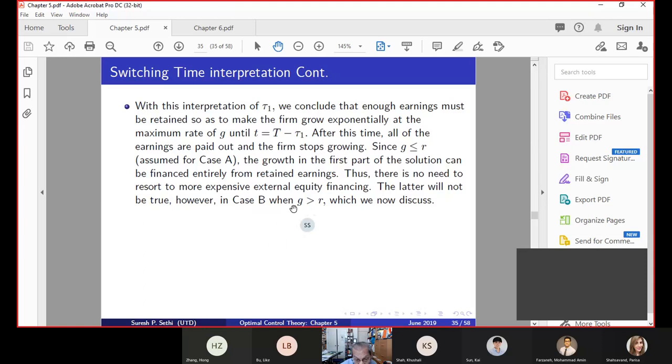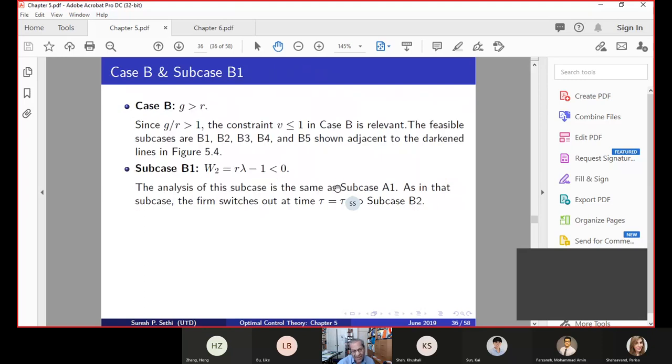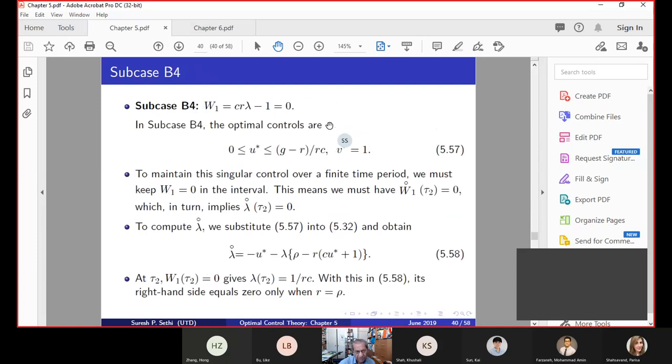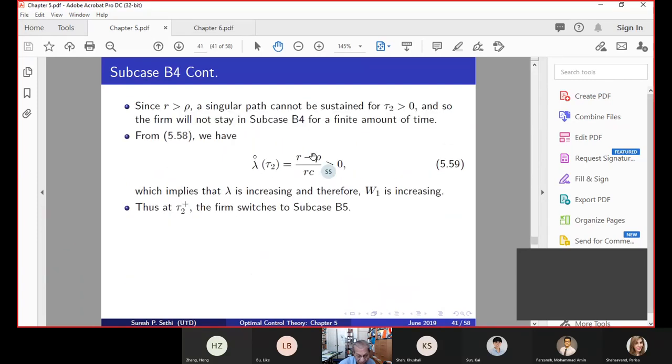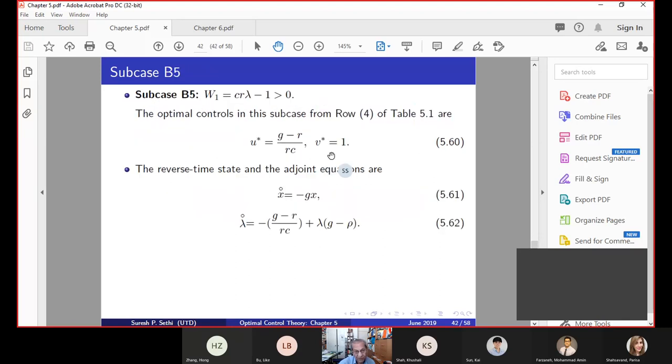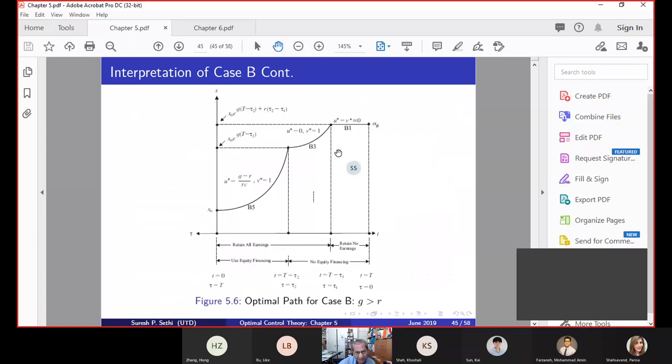In order for me to grow at the rate of G, I need more money than just retained earnings. That means I need external equity, which means I need you. V is not enough. I need you, right? So case B will come to you, and there you will see that I will also have external equity in the optimal solution. In order for us to understand that, we're going to now go to case B. Let me now give you a solution of case B first, because we are constructing that solution using this analysis, reverse time switching point analysis. But once we get done with it, we will have something like this.